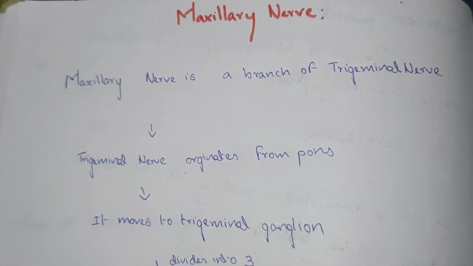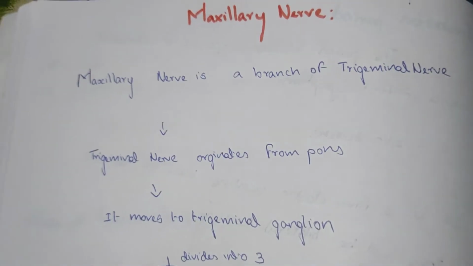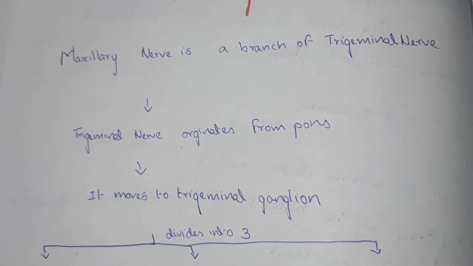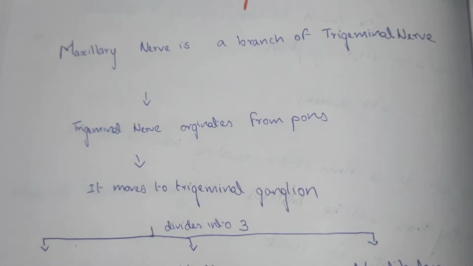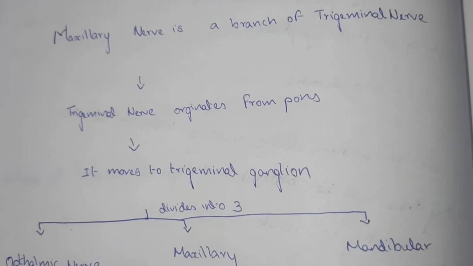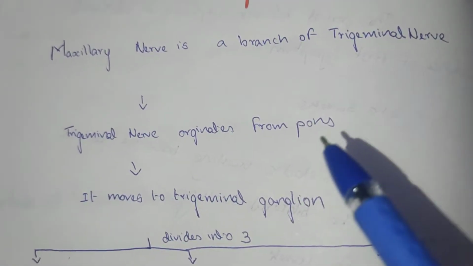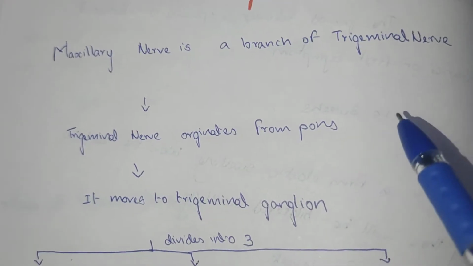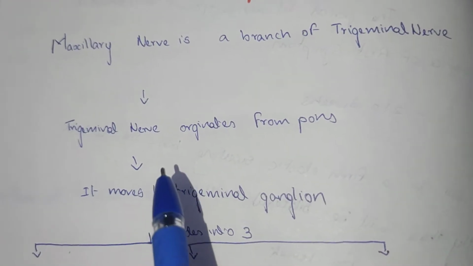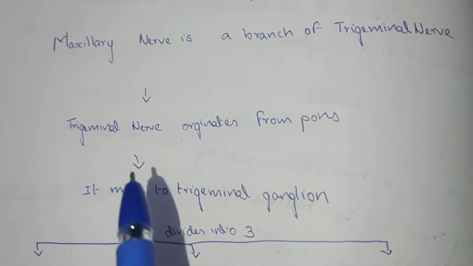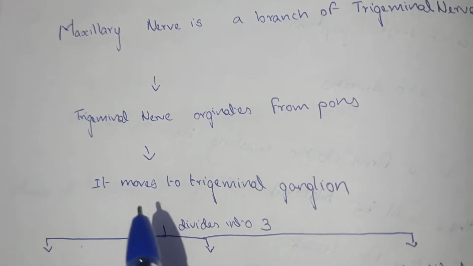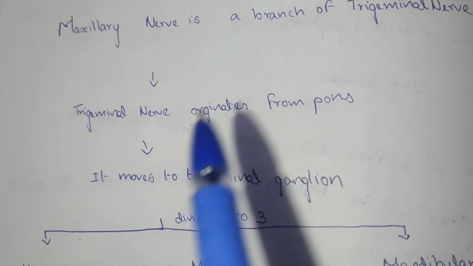In this video, we are going to see about the maxillary nerve in English. We have already discussed a video about the mandibular nerve, and now we will see the second branch of the trigeminal nerve, which is the maxillary nerve. The maxillary nerve is a branch of the trigeminal nerve. The trigeminal nerve is the fifth cranial nerve, which originates from the pons.